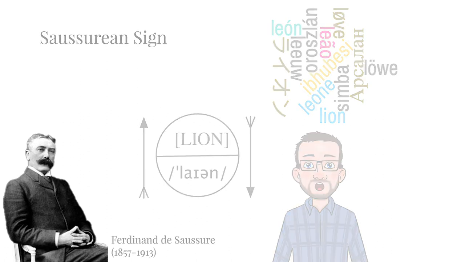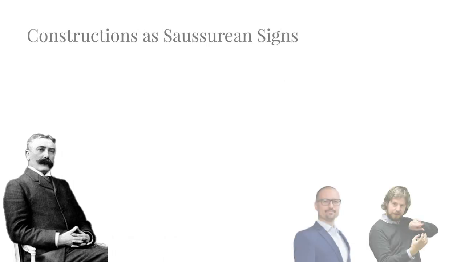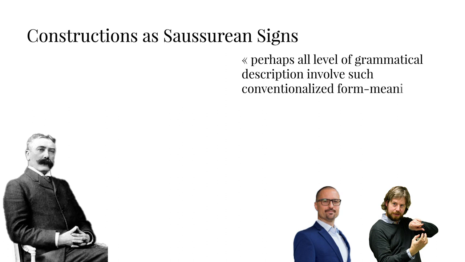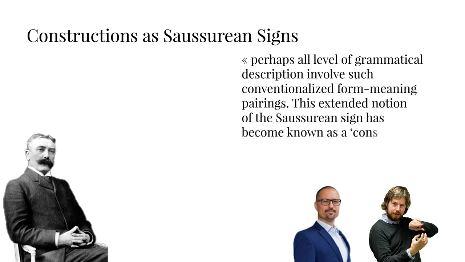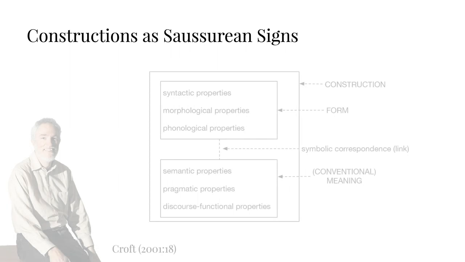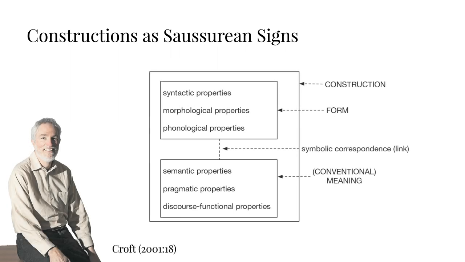Since de Saussure, several linguists have argued that the notion of the Saussurean sign is not only useful for words, but that, as Thomas Hoffmann and Graeme Trousdale wrote, perhaps all levels of grammatical description involve such conventionalized form-meaning pairings. This extended notion of the Saussurean sign has become known as a construction. Construction grammarians therefore typically represent a construction in a symbolic diagram that contains, just like the Saussurean sign, a meaning part and a form part.